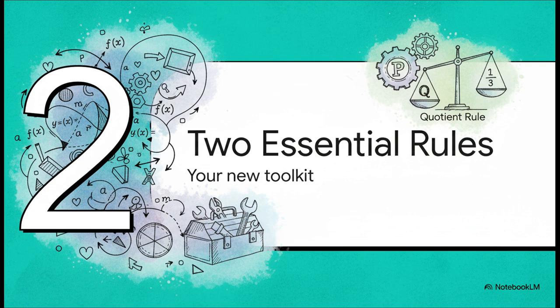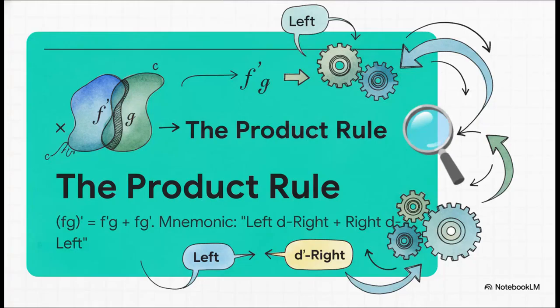So if that simple, tempting shortcut is a trap, what's the right way to do it? Well, this is where we need to add two brand new, absolutely essential rules to our calculus toolkit. First up, for when you're multiplying two functions, we have the product rule. The formula itself is f prime g plus fg prime. But honestly, the easiest way to burn this into your brain is with a little mnemonic. Left d right plus right d left. It's catchy and it perfectly tells you what to do. Take the derivative of the left piece and multiply it by the right piece, then add the original left piece multiplied by the derivative of the right.